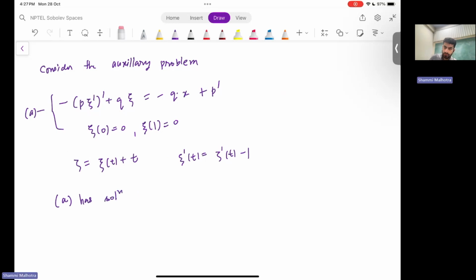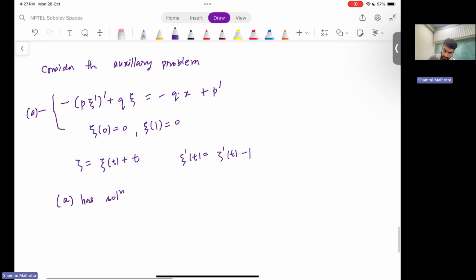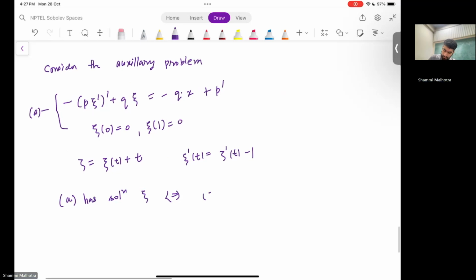So we just transform the problem into another problem in a way so that it's now a homogeneous Dirichlet problem. So A has a solution psi if and only if the problem which we named as 5 has a solution zeta, which is zeta of t equal to xi of t plus t. So we just transform our ODE.